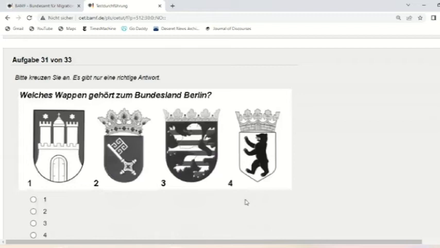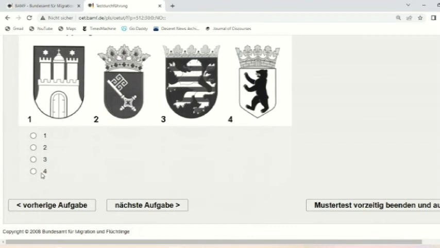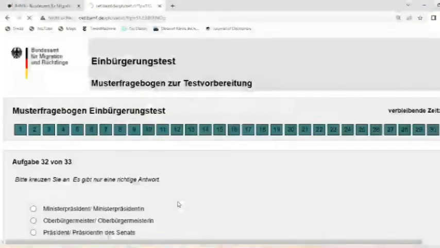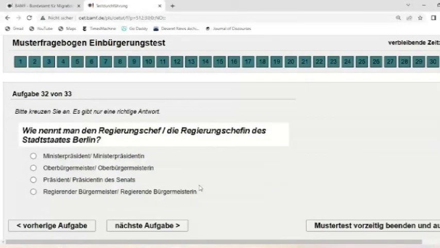Question 31. Which coat of arms belongs to Berlin? Similar to the last question, but I happen to know that Berlin is represented by a bear, so option four. Question 32. What do you call the governmental leader of the city-state of Berlin? I feel like this is an exception, and Berlin is the only region with this one. Minister, president, head mayor, president of the state, or reigning mayor. I think it's called reigning mayor in Berlin, and only Berlin. My colleague told me that.